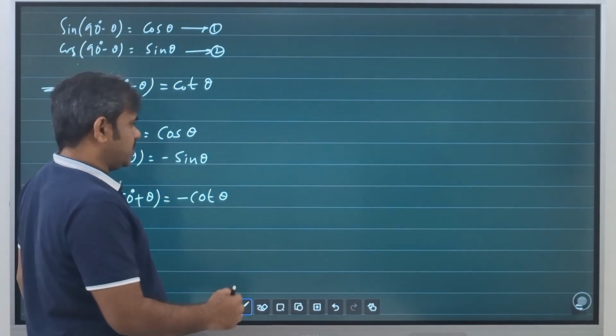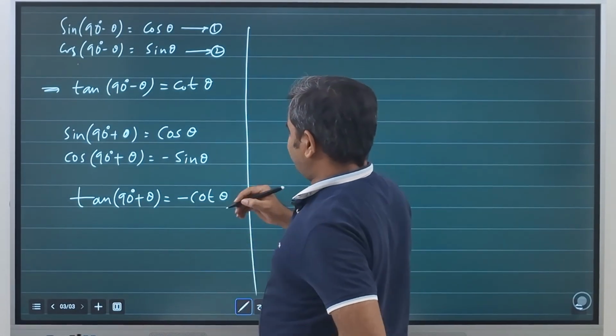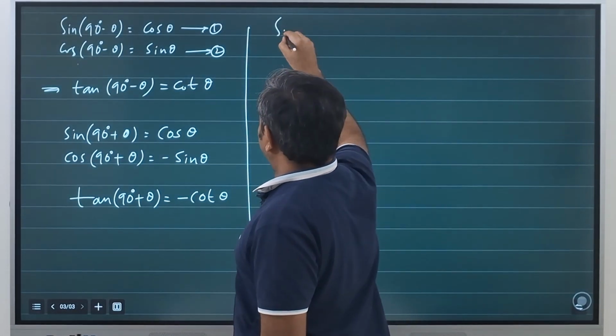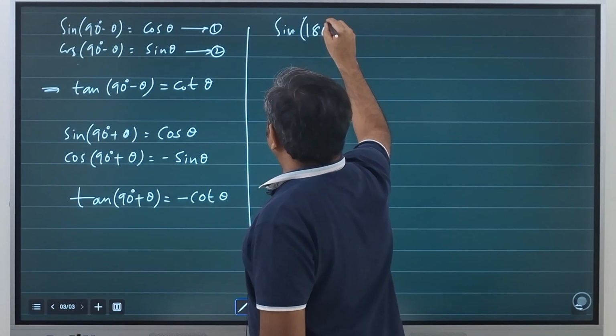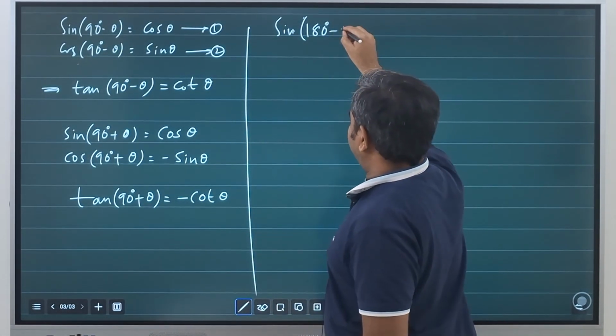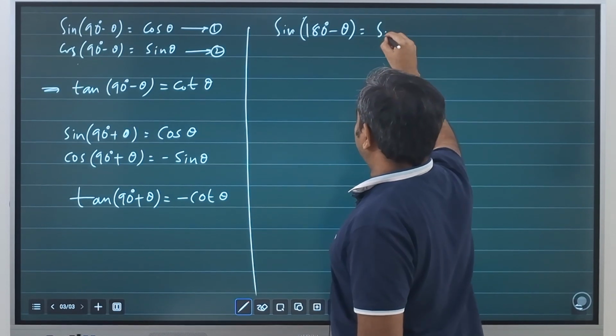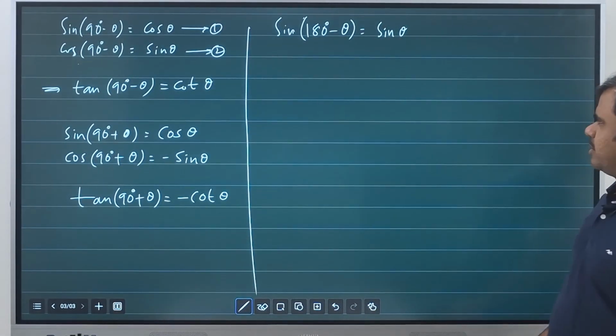Similarly, you can write also other relations. I'll write one more. Sine 180 degrees minus theta is equal to sine theta. Second quadrant, sine positive.